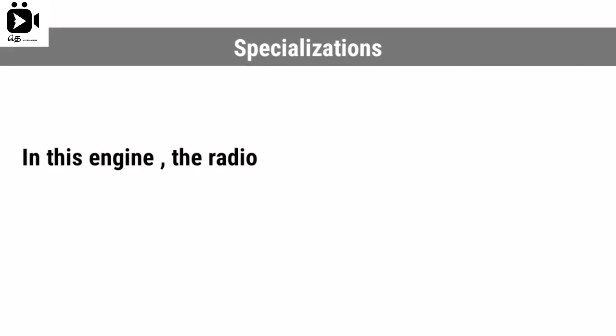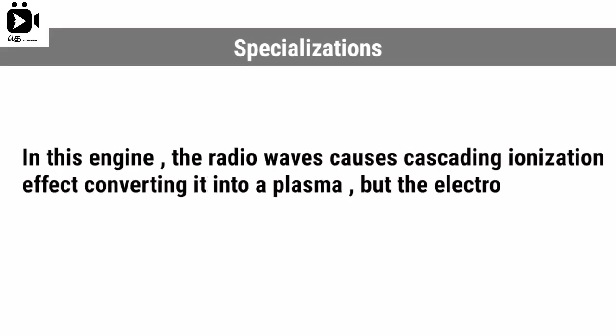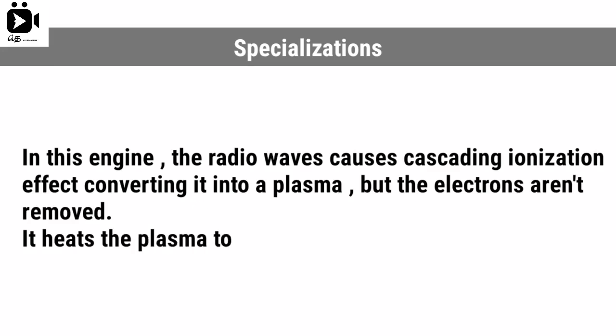How has it been specialized? In this engine, the radio waves cause a cascading ionization effect, converting the gas into a plasma, but the electrons aren't removed. It is a very important thing in this engine. It heats the plasma to about 5800 Kelvin.